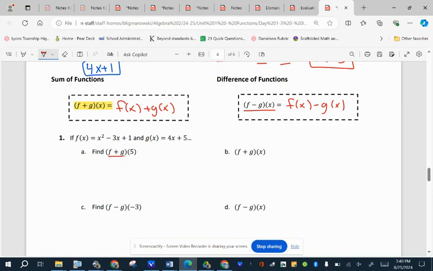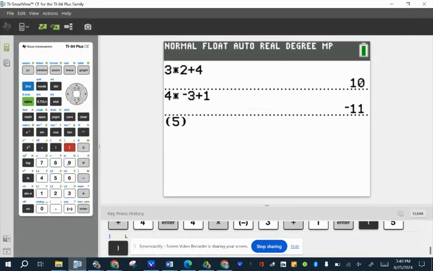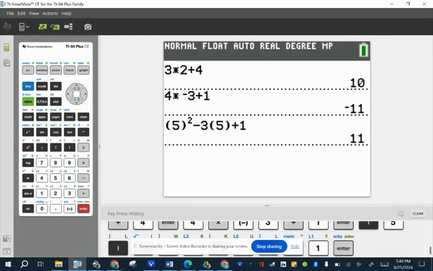All right, so we're going to do f plus g of 5. So we're really doing f of 5 plus g of 5. So that means I'm going to plug 5 into my f function. So here's f. I'm replacing every x I see with 5. So we're going to have 5 squared minus 3 times 5 plus 1. I can type that in my calculator, which would be 5 squared minus 3 times 5 plus 1. It's going to give me 11.